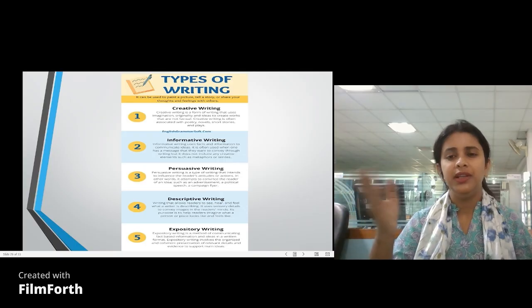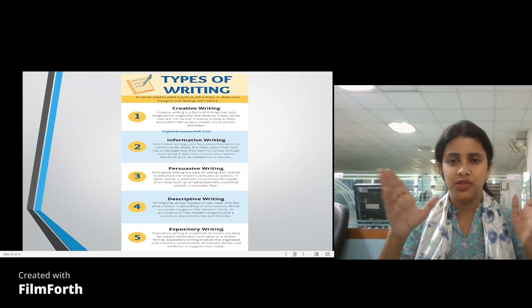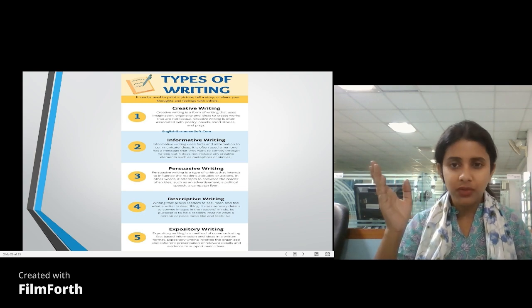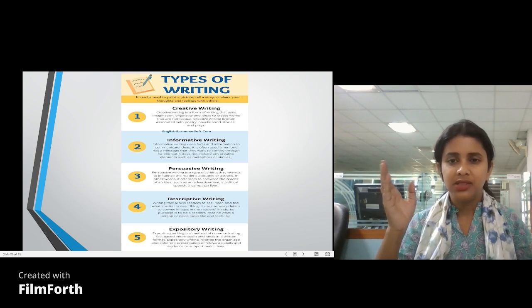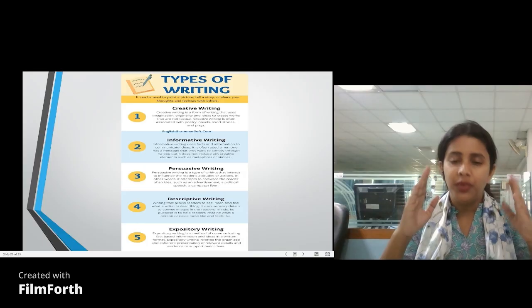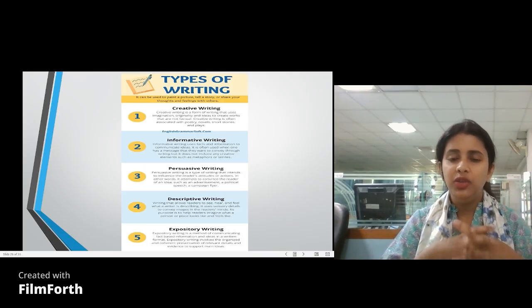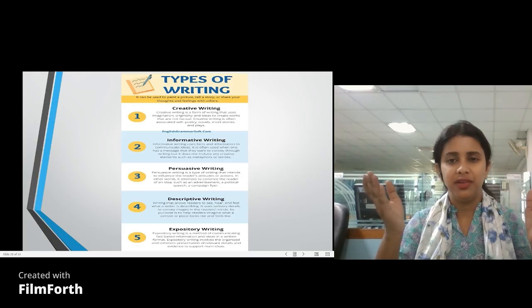For example, if you have read a poem by Robert Frost. In Robert Frost's poem, the writer talks about two roads diverged in a wood, and I was confused which one to take. So I chose the one which was less traveled by, and that made all the difference. When you read this poem, the stanzas, this is creative writing, children.